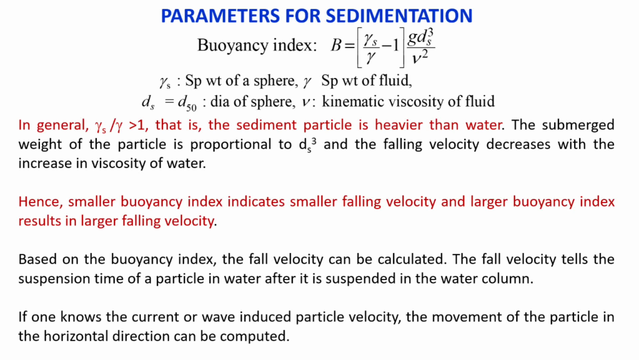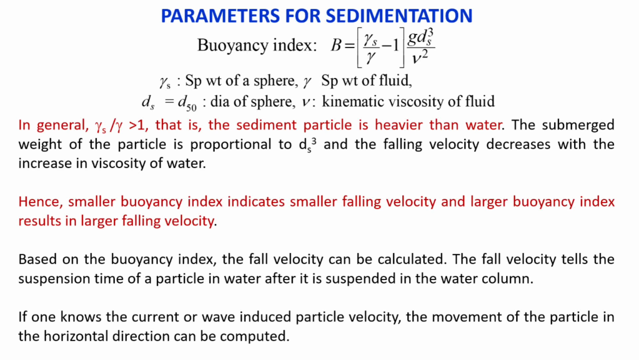Now, in order to understand this, we talk about what is called as buoyancy index. Buoyancy index is something to do with the submerged weight of the particle. The buoyancy index is shown on the screen, the formula where nu is the kinematic viscosity and ds is the d50. In general, the ratio of gamma s, which is the specific weight of sphere, divided by the specific weight of fluid, is greater than 1.